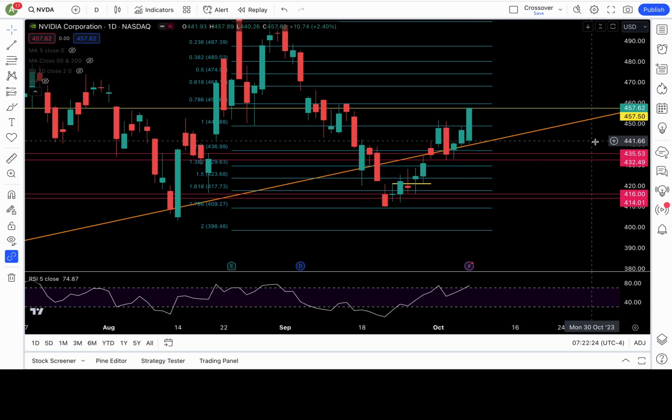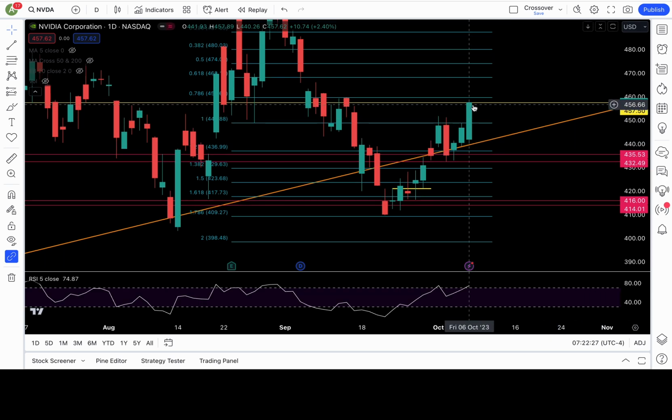Anyways, next resistance level is 457.5. We did close above that, but we'll see what happens. Sometimes NVDA likes to gap down a little bit. But if it is above 457.5, watch the next resistance level at 460. If we clear 460, look to long. That'd be bullish. Let me see.